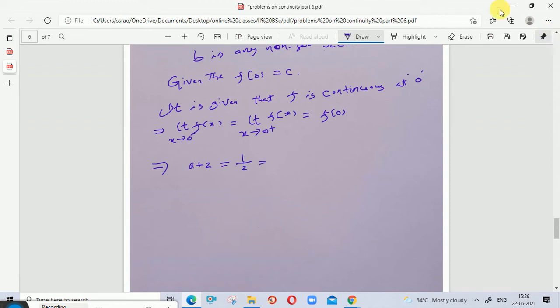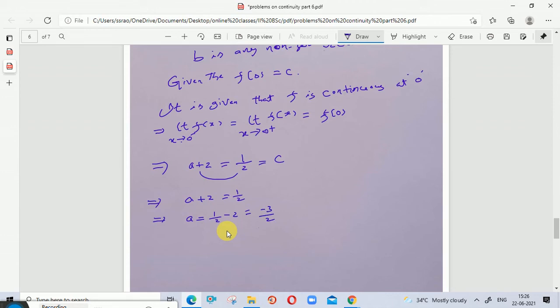f of 0 is equal to c here. So that implies, take these two, a plus 2 is equal to half. That implies a is equal to 1 by 2 minus 2, that is equal to minus 3 by 2.